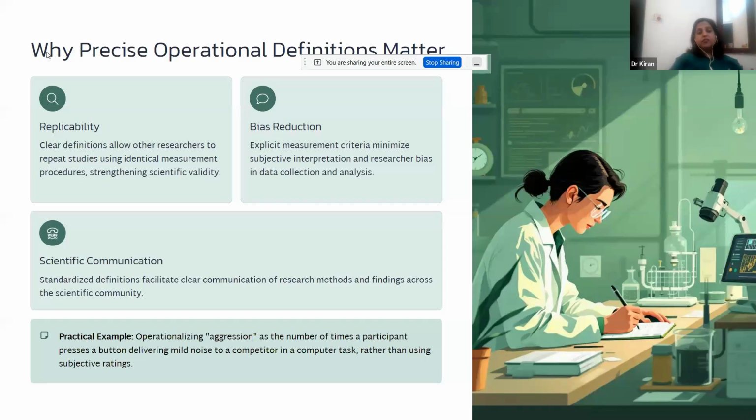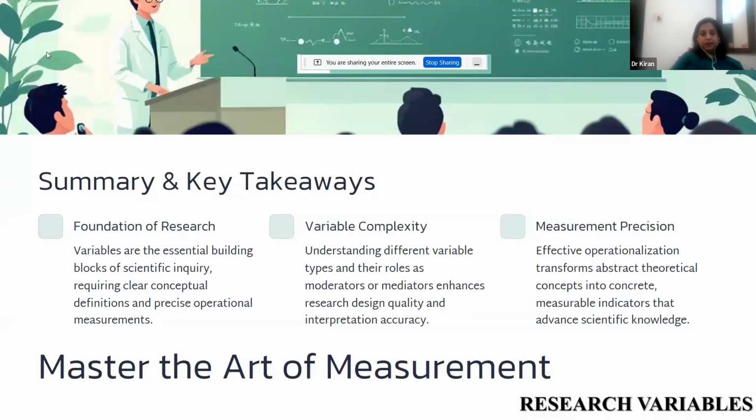So why do all these things matter? Because you want to make a scientific contribution to society, you want definitions which can have replicability from past studies, and you can invent something new out of your sample. And because you bring some operationalization, because you convert the abstract into something concrete, it will be easy for you to prevent bias in your data collection and analysis also. So this is where a precise operational definition matters a lot.